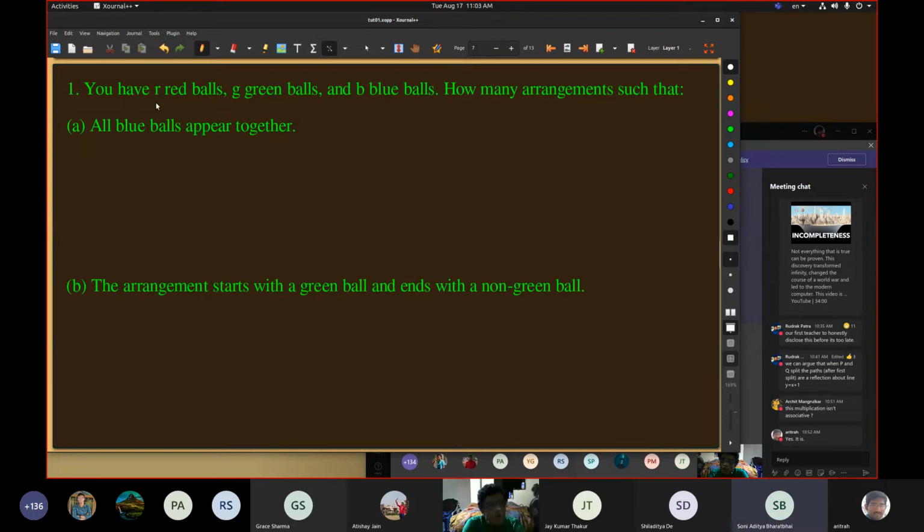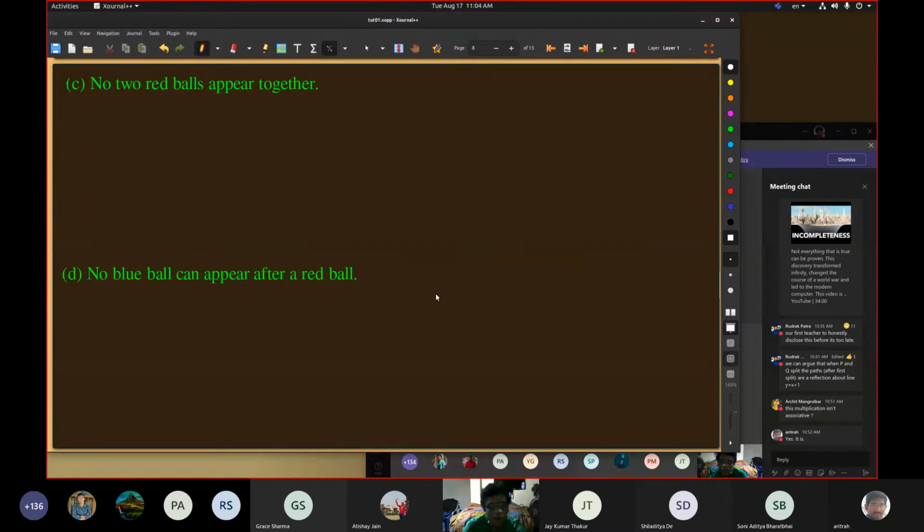There we had given a programmatic way: write a recursive program to find several things. You are given R red balls, G green balls, B blue balls, and you have to programmatically find out how many arrangements of these balls are possible subject to certain constraints. Precisely, these are the 4 constraints. All blue balls appear together. The arrangement starts with a green ball and ends with a non-green ball. No 2 red balls appear together. No blue ball can appear after a red ball. Do you remember, whoever has gone through it?